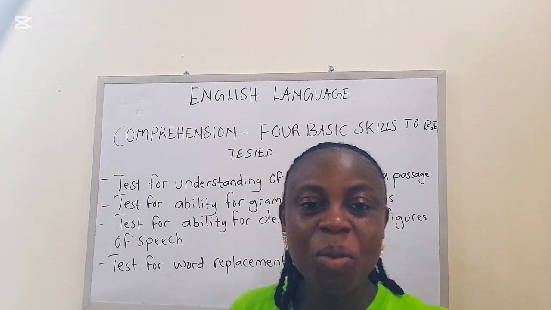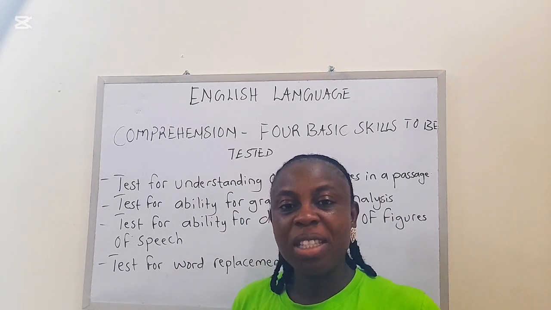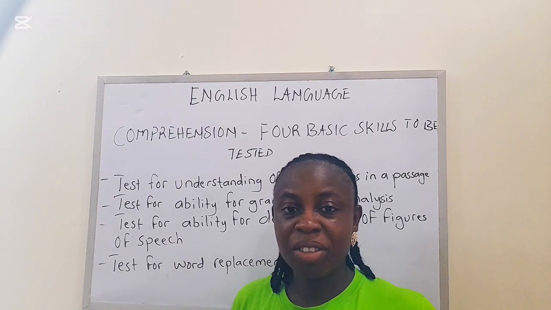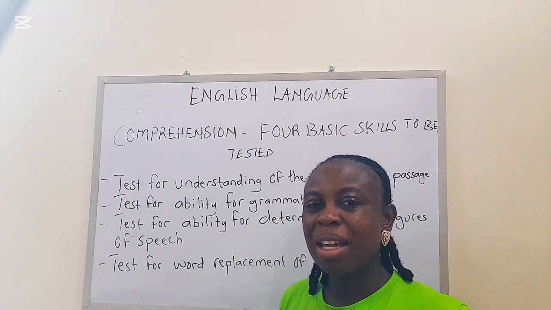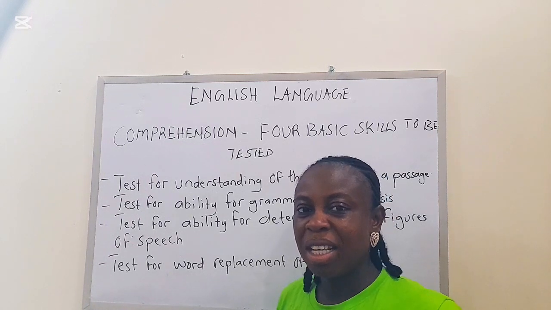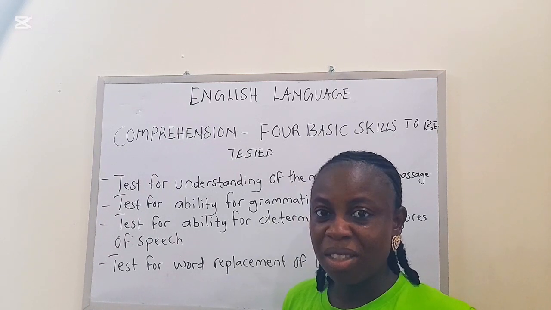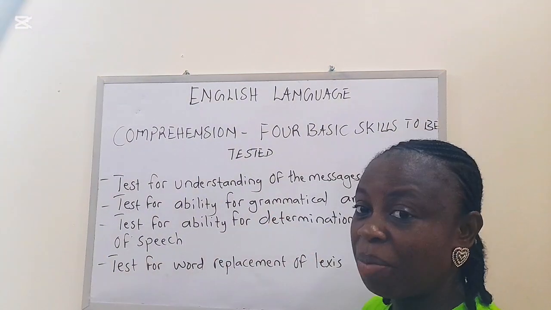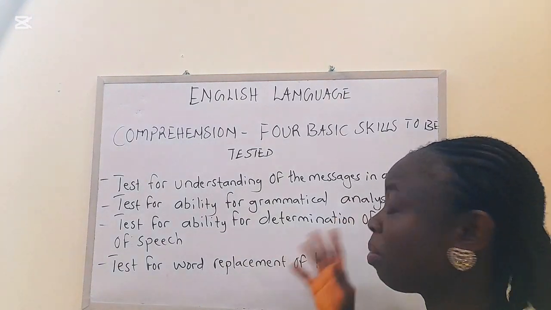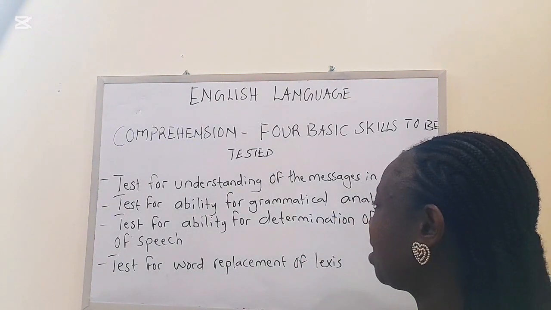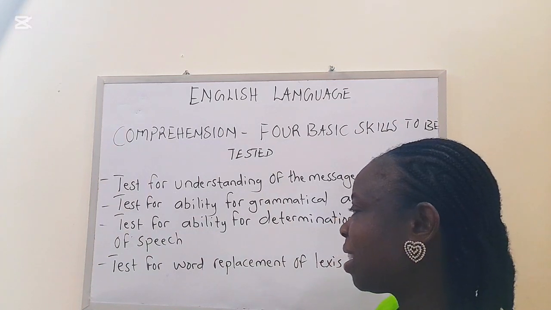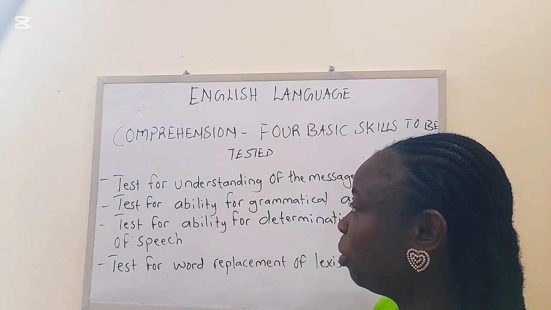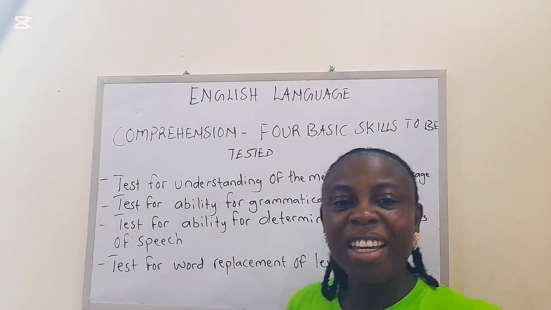In the last video, we looked at the areas candidates will be tested on when they get to the comprehension section. Under the comprehension questions, these areas will be tested to understand the skills each candidate possesses in terms of reading and understanding a passage. These test skills include tests for understanding of the message in a passage, tests for ability for grammatical analysis, tests for ability for determination of figures of speech, and tests for word replacement of Lexis. We've been able to do the test for understanding of the message in a passage.